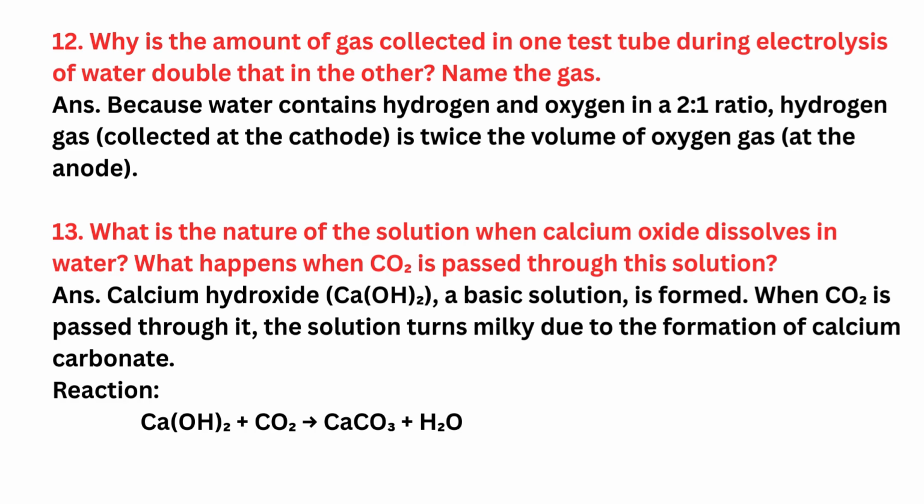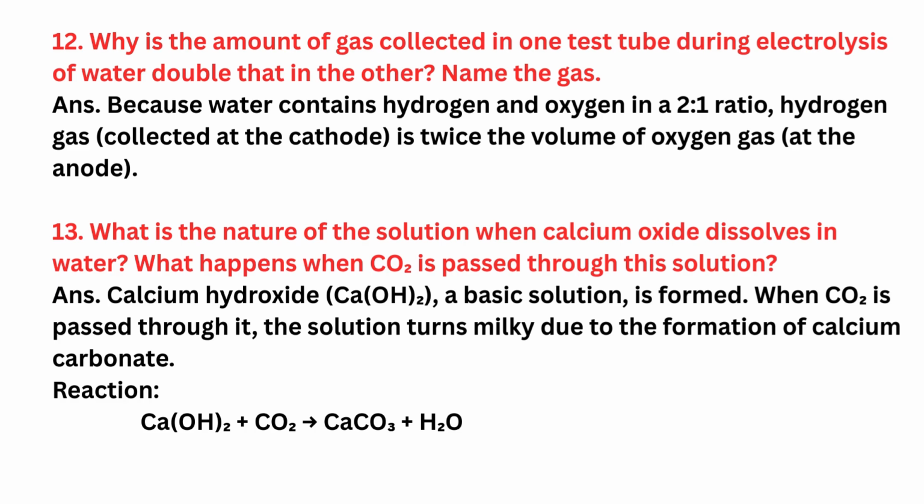Question number 12, why is the amount of gas collected in one test tube during electrolysis of water double that in the other? Name the gas. Answer, because water contains hydrogen and oxygen in a 2:1 ratio. Hydrogen gas collected at the cathode is twice the volume of oxygen gas at the anode.